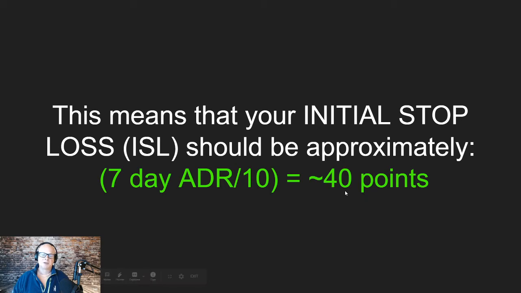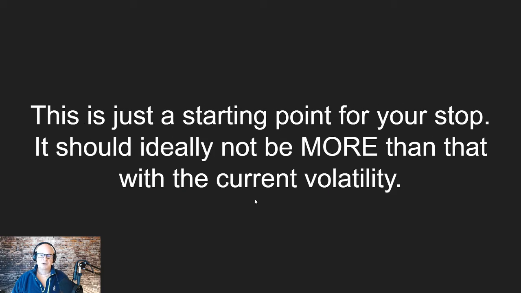Just to keep the numbers easy here, let's make that about 40 points, which is actually pretty low. That's a pretty low stop in today's volatility. You can always make this just a little bit bigger, but of course, if you're going to do that, you have to change your position size to make sure that you're staying within the risk parameters.